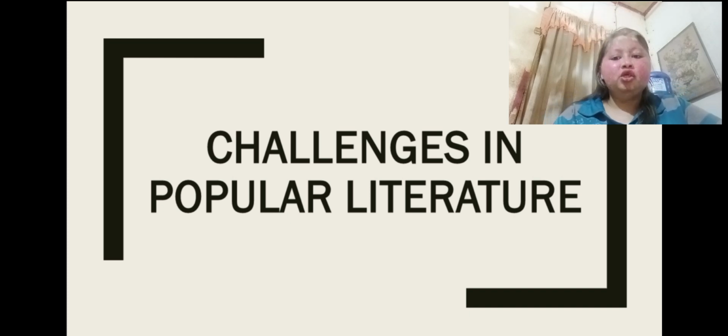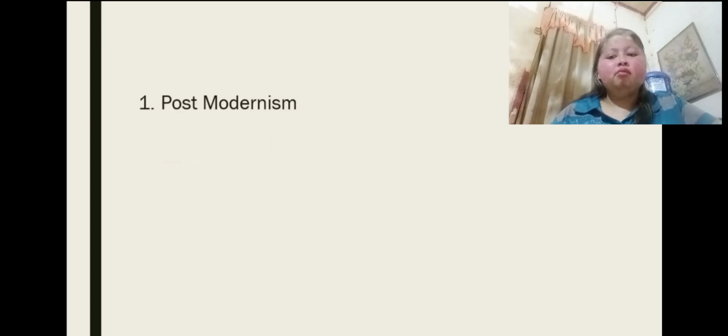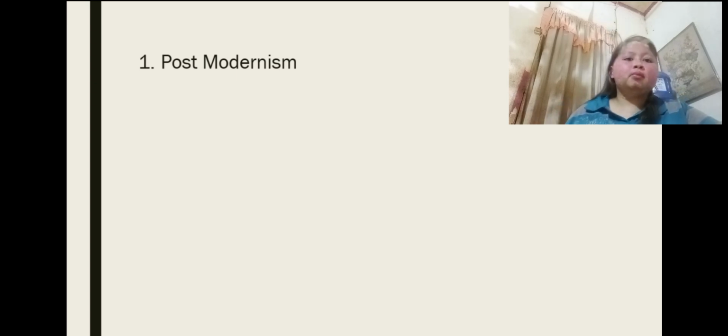But we still have challenges in popular literature, just as contemporary literature had in the previous discussion. There are challenges in popular literature that give the possibility for popular literature itself to decline. Meaning, no matter how well known these books are, there is a possibility that they decline and go out of fashion. How come? There are certain challenges. Let us discuss this one by one. Number one, postmodernism.